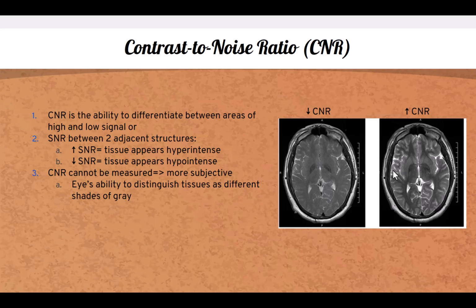Here you have two images with different CNR. This image to the left has low contrast to noise ratio because it's hard to differentiate between the white and gray matter because they're almost the same shade of gray. Compared to over here, you have high contrast to noise ratio because you can really differentiate between the white and gray matter structures. CNR allows the radiologist to discern lesions from normal tissue.